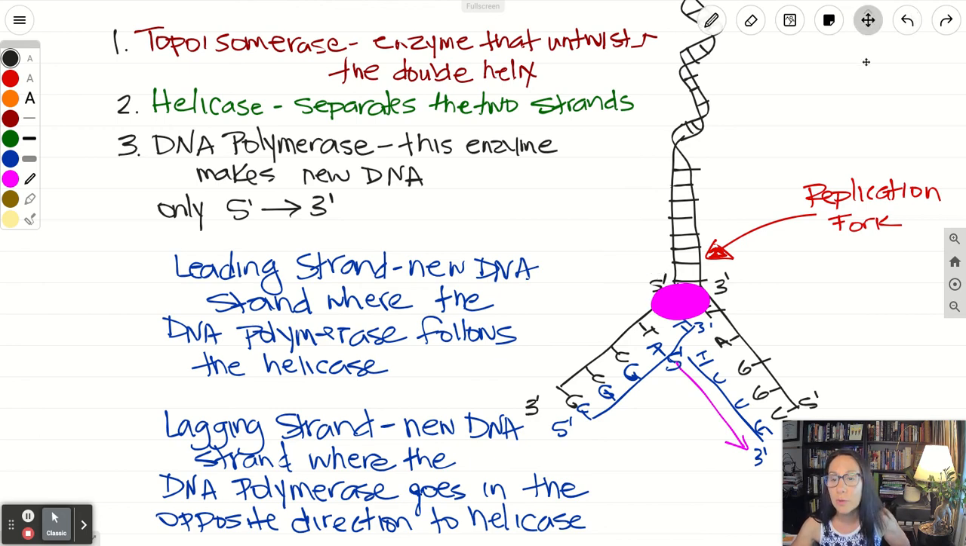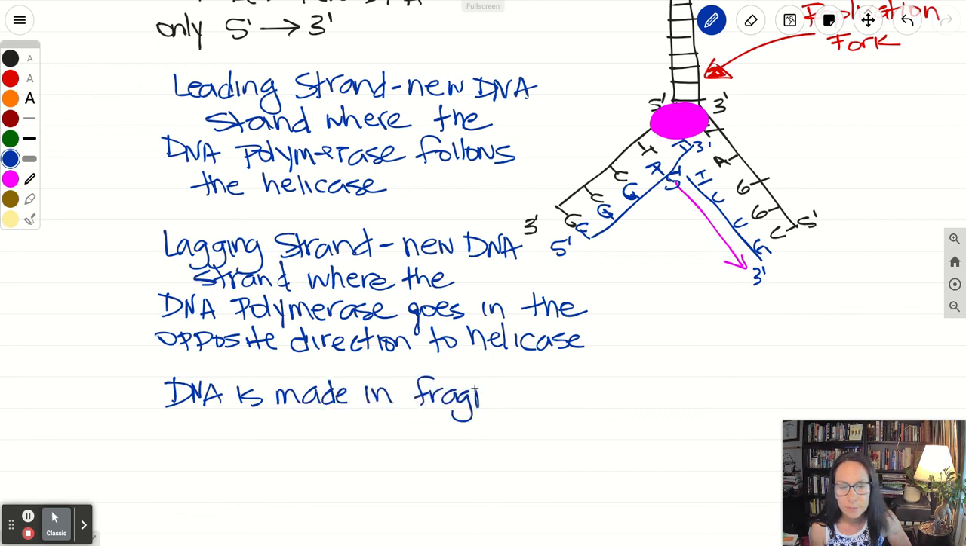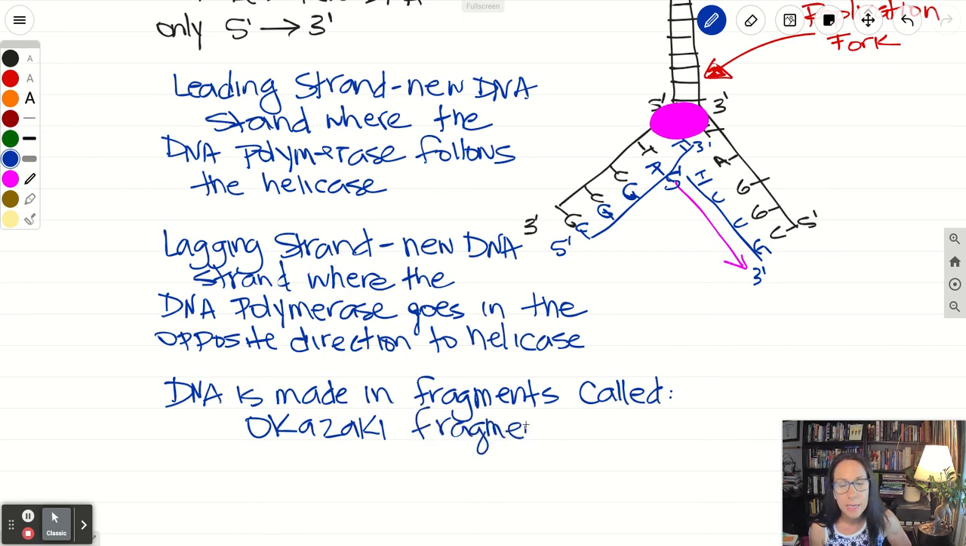I'm going to erase it because it's so messy, but I just wanted you to see what I'm talking about. Those fragments have a special name: they are called Okazaki fragments. So I'm going to write this down. This is for the lagging strand: DNA is made in fragments called Okazaki fragments. That's the name of them, and it's named after a Japanese scientist who figured this out.